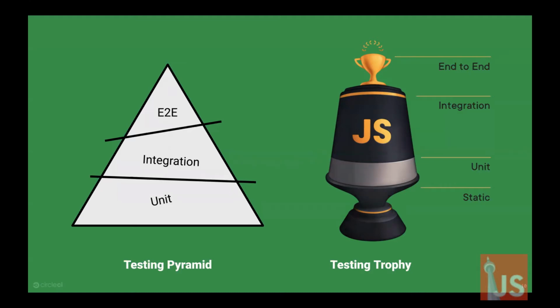But more recently, with front-end development, there's the concept of a testing trophy. With the testing trophy, there's static testing, which is stuff like Prettier and ESLint. For people who lint their CSS, there's Stylelint, and then there's using TypeScript. That falls under the static category.